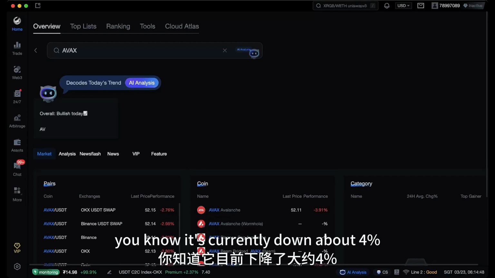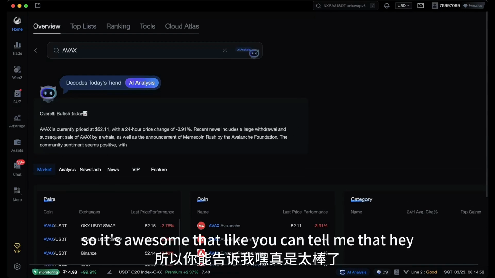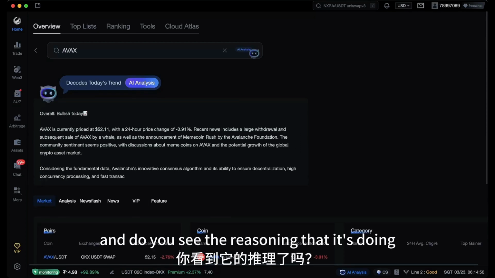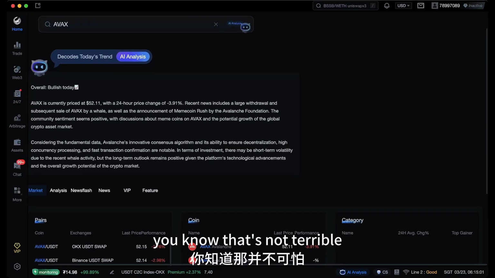Do you think it's going to rise? So it said bullish today. It's currently down about 4%. Now this is the part where it gets cool. It's awesome that it can tell me, hey, I'm a bit bullish, I'm a bit bearish, but I need reasoning. And do you see the reasoning that it's doing?